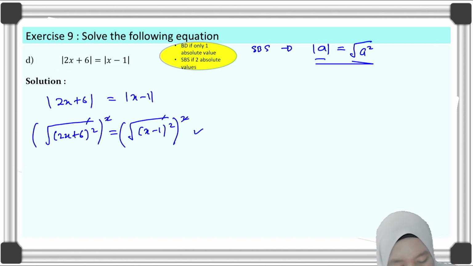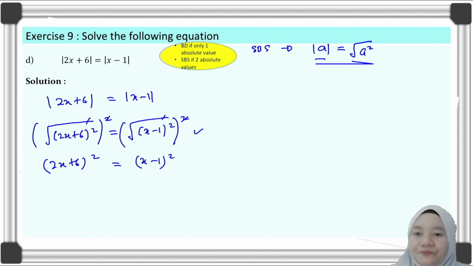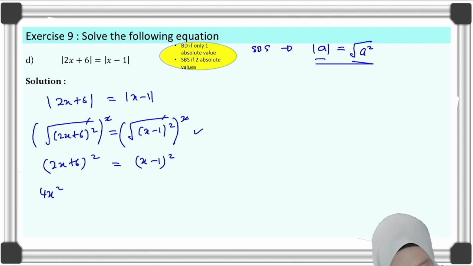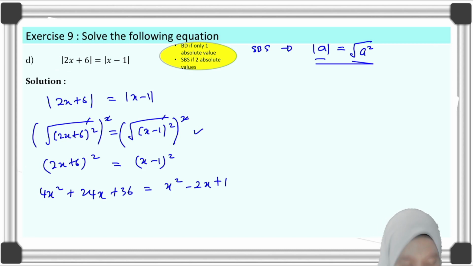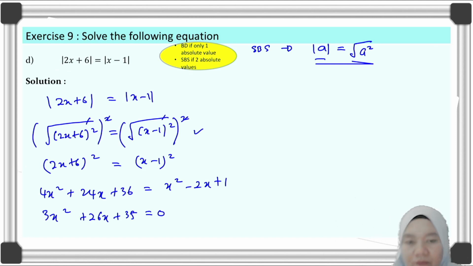Yang tinggal ialah 2x plus 6 square equals to x minus 1 square. Right? So, expand macam biasa. Kamu akan dapat 4x square plus 4 times 6, 24x plus 36 is equals to x square minus 2x plus 1. Right? Simplify. 3x square plus 26x plus 35 equals to 0.